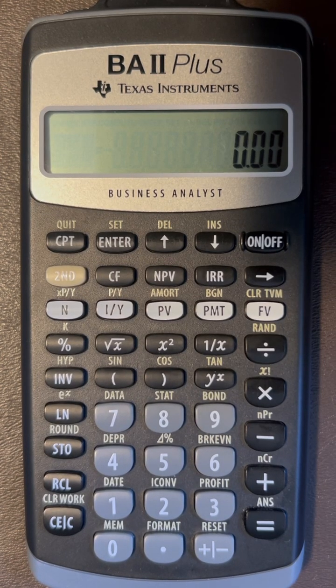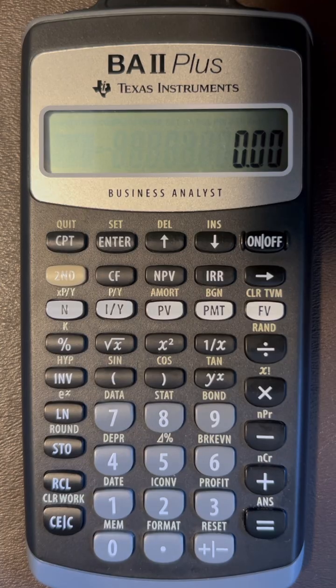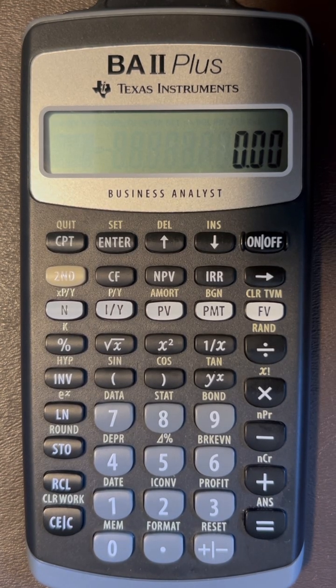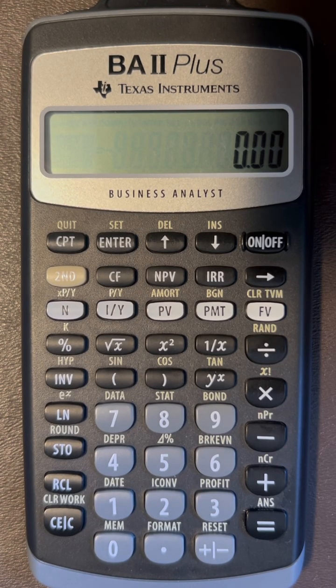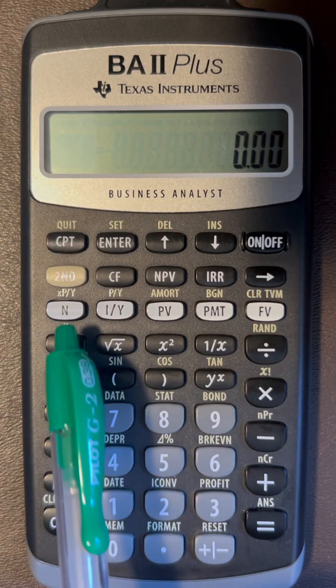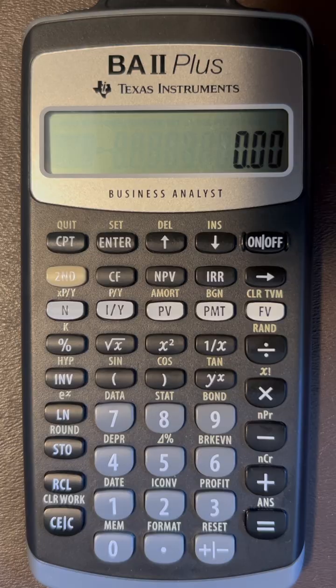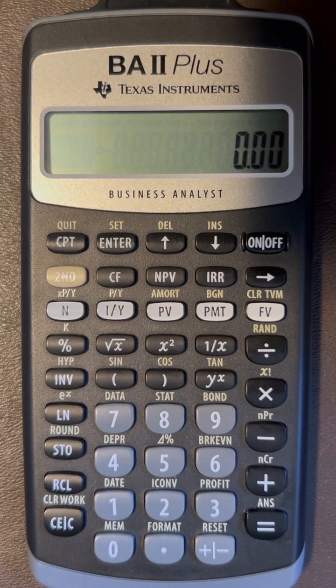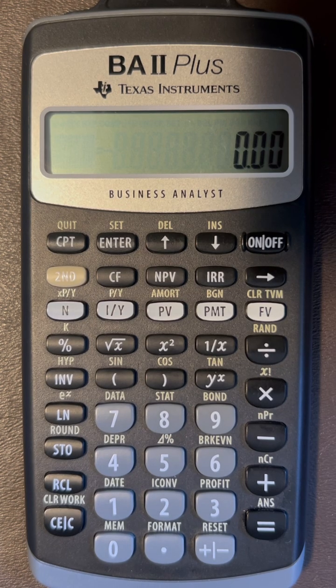Alright, hello. In this video I'm going to show you how to use the TI BA2 Plus, which is their specific finance calculator. I think this will be relevant to other brands that have a basic finance calculator as well. Looking at this calculator, we're going to eventually use these white buttons to do the time value of money functions. But first, if you just bought this, there's some really lousy factory default settings we need to fix.